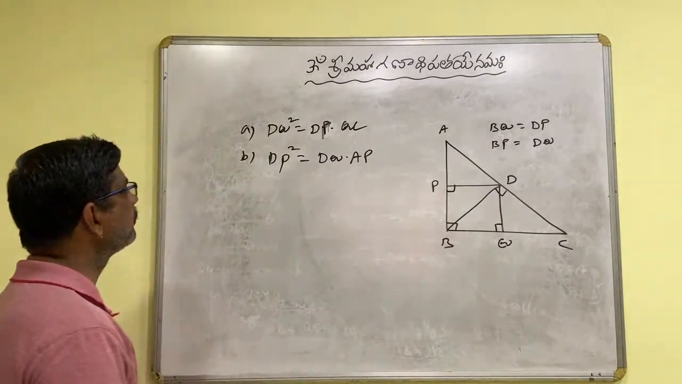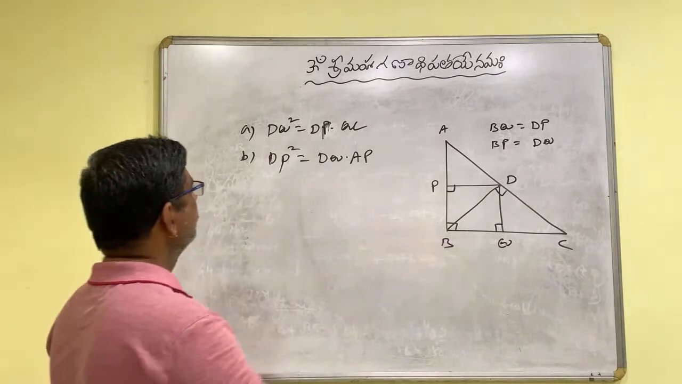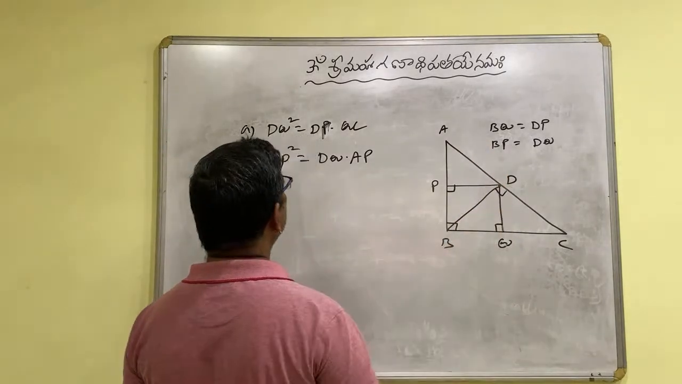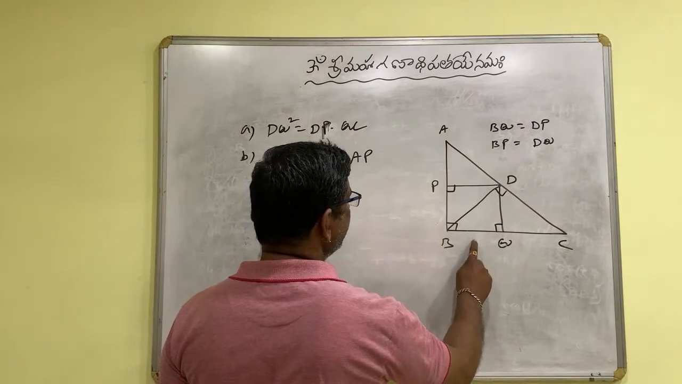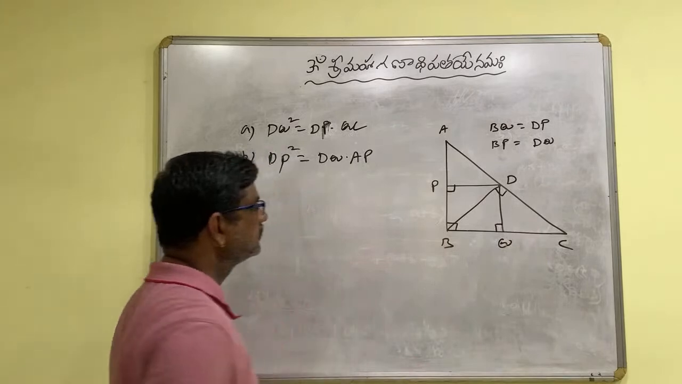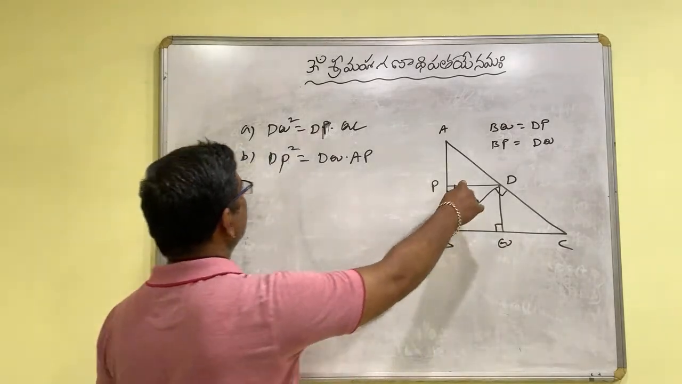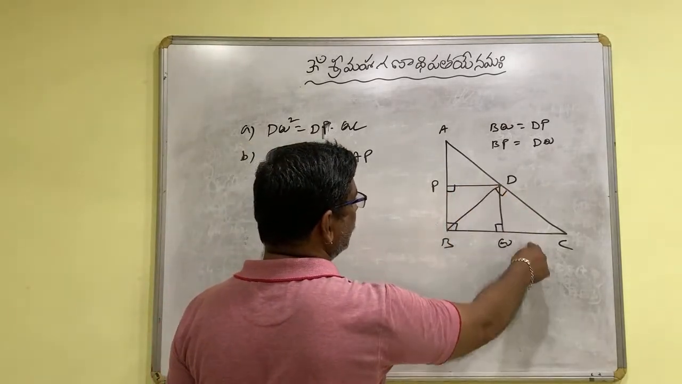Now, the first one, what we have to prove? DQ square is equal to DP into QC. DP into QC. This one.